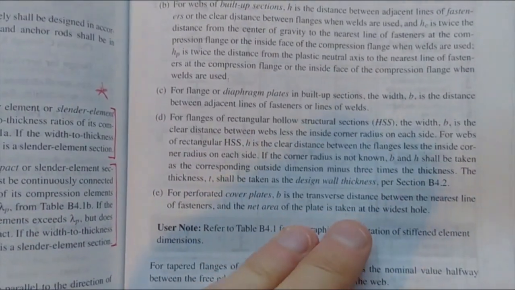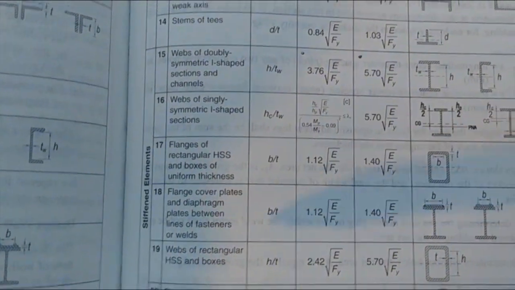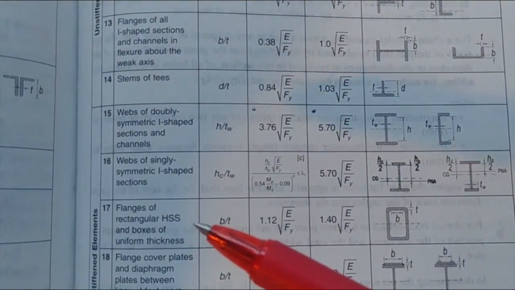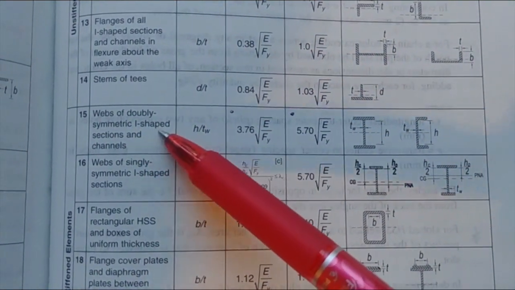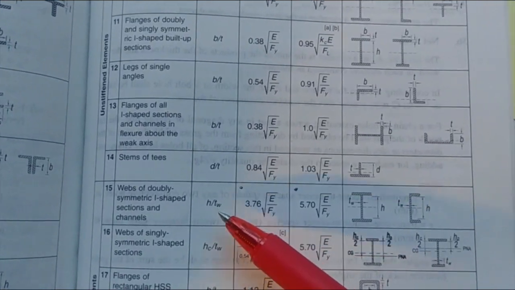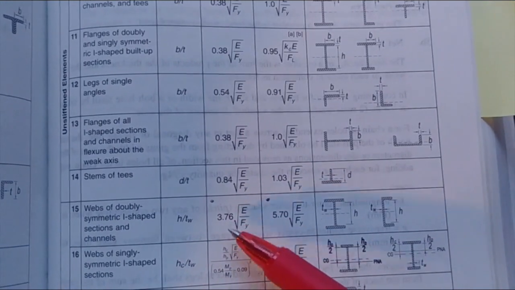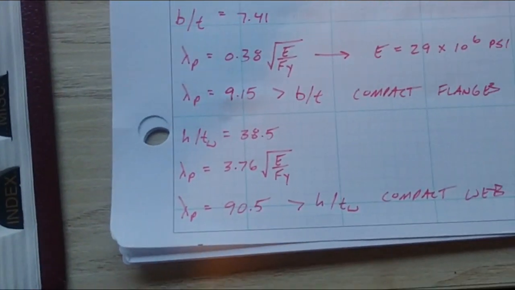Now, if we go forward a page, excuse me, we also need to check to make sure our web is compact. So we want to go here. Webs of doubly symmetric I-shapes, that's us. You need your h over tw, and you need to solve again for lambda P, which is now this equation. h over tw you can find from your properties at the beginning of all your W sections.